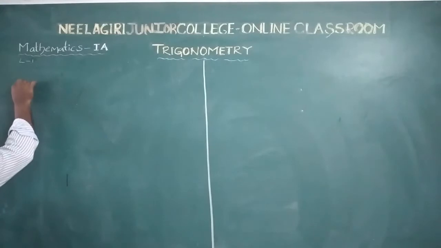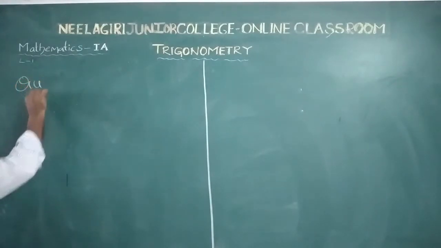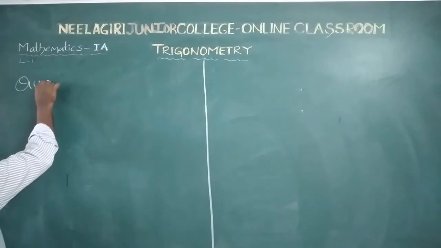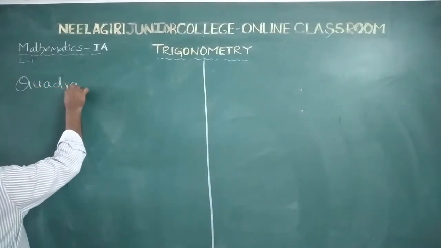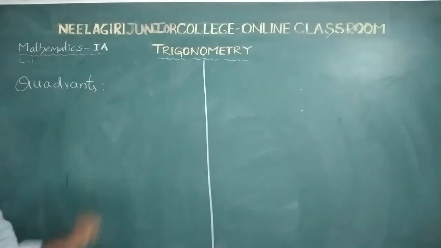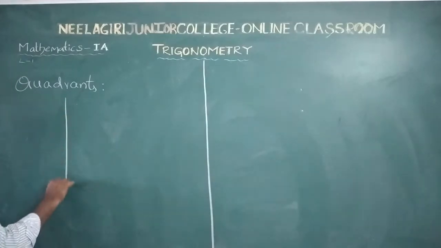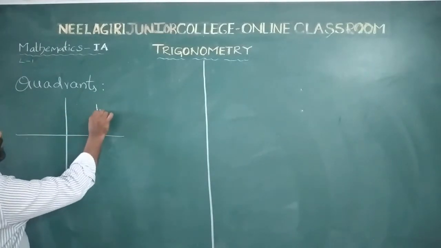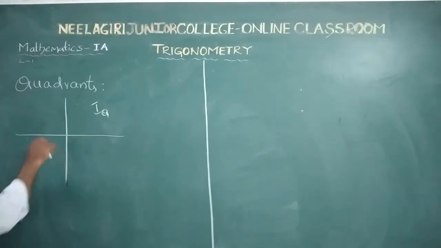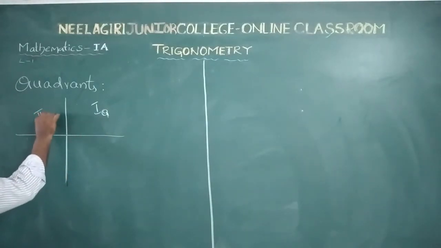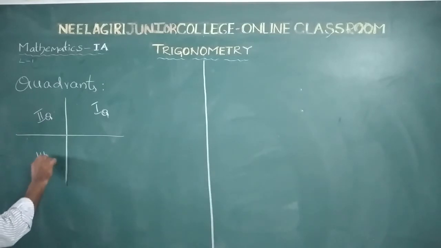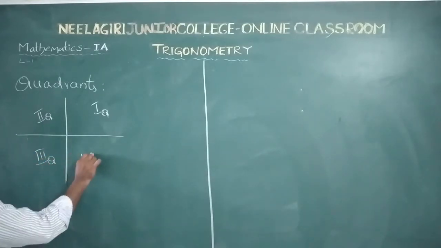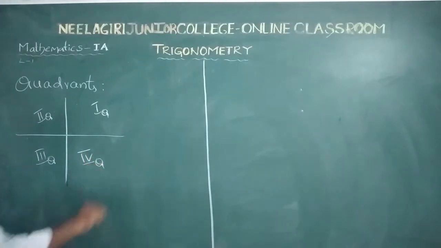Actually we have quadrants. 4 quadrants are there. In the coordinate plane we have 4 quadrants like this. First quadrant, second quadrant, third quadrant and fourth quadrant. We have 4 quadrants in the coordinate plane.